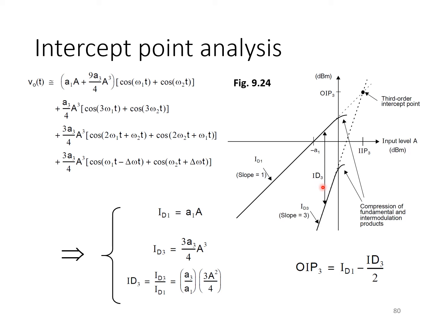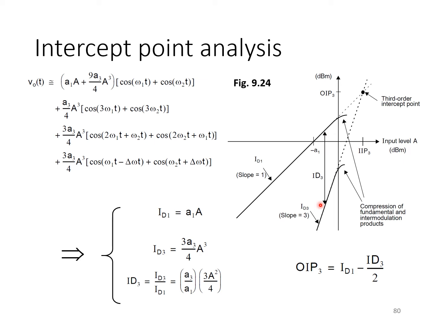So another problem with using either HD3 or ID3 as a measure of nonlinearity is that clearly, looking at this plot, it's going to vary with input amplitude. If we measure ID3 at this input amplitude, we're going to get a larger value than if we measure ID3 over here to the right.